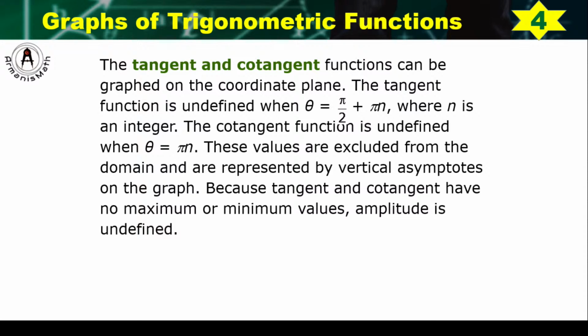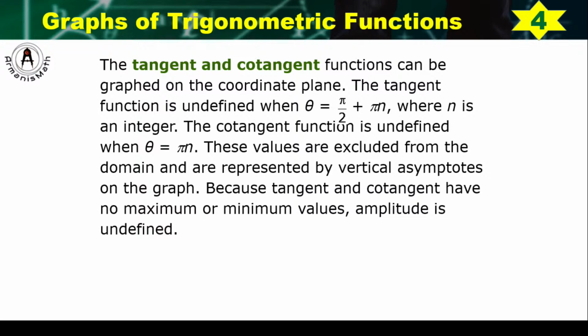The tangent function is undefined when theta equals pi over 2, or 90 plus pi n, any multiples of pi after that. For example, 90 plus a pi, 90 plus 2 pi, 90 plus negative 2 pi, 90 minus 3 pi, etc. N could be positive and negative. The cotangent function is undefined when theta is pi n. Pi n means exactly at the pi, at 180, right? So just keep that in mind.